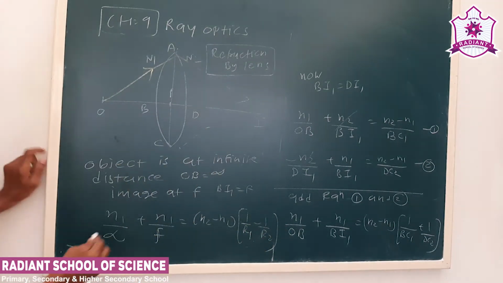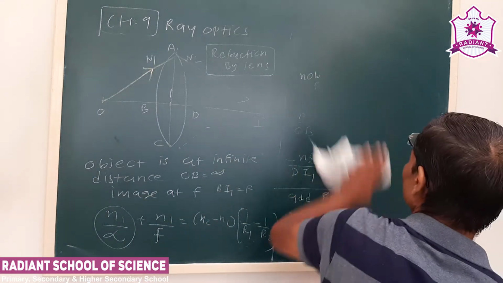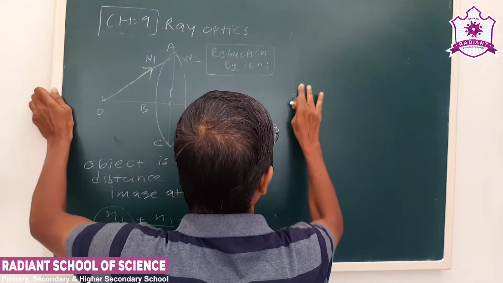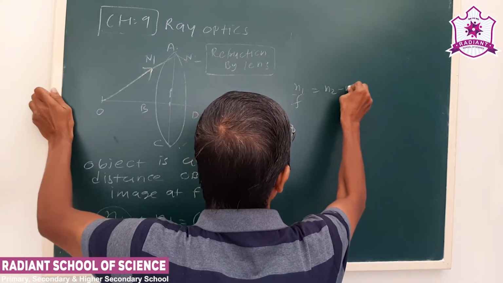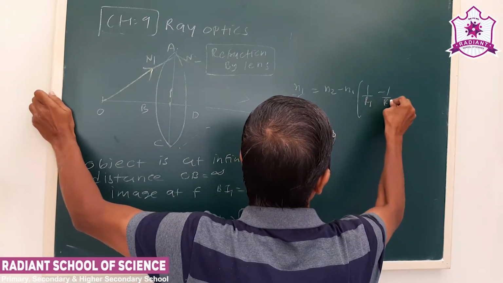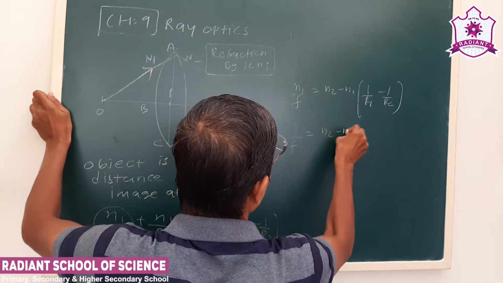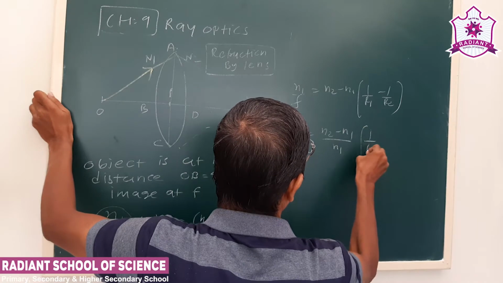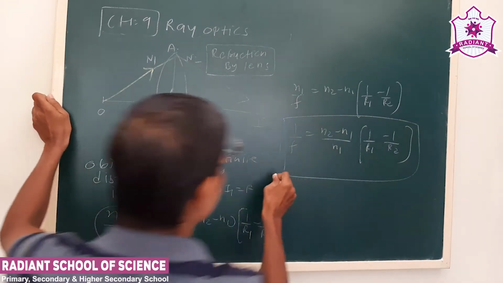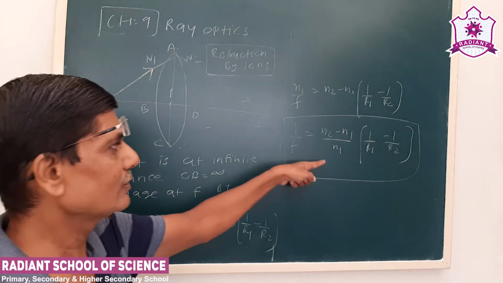Okay, now see, 1 upon infinite has become 0. So finally our equation will become like this, n1 upon f is n2 minus n1, 1 upon r1 minus 1 upon r2. Now see, this n1 I am taking into the denominator. So finally our equation has become 1 upon f is n2 minus n1 upon n1, 1 upon r1 minus 1 upon r2.